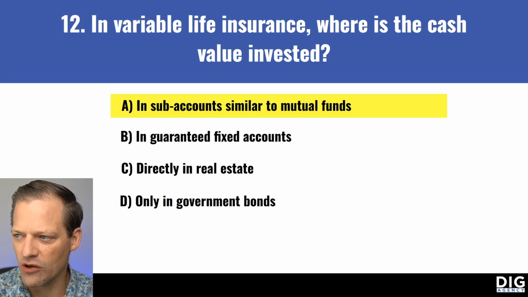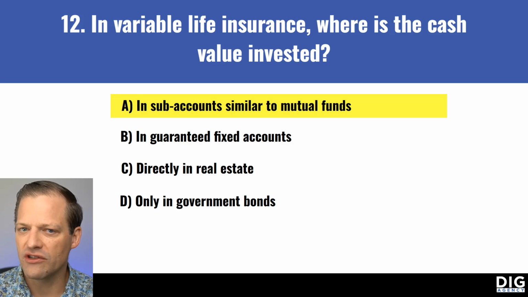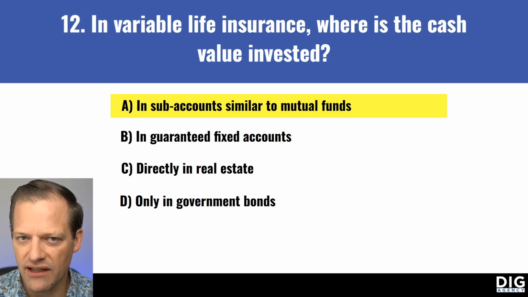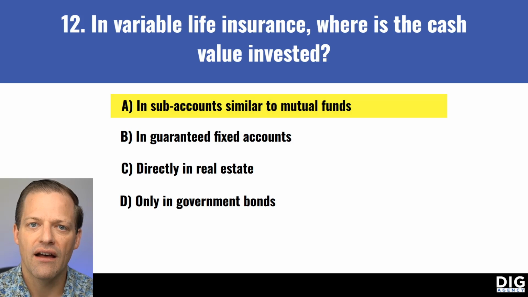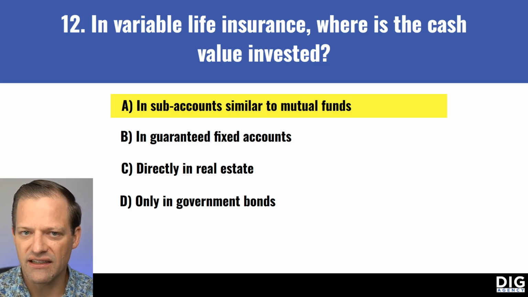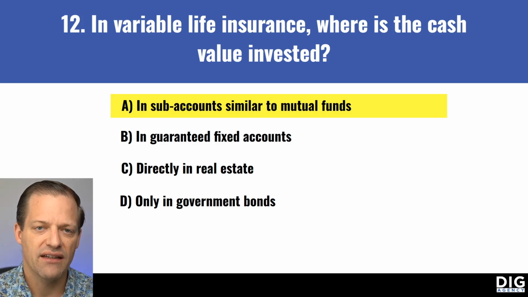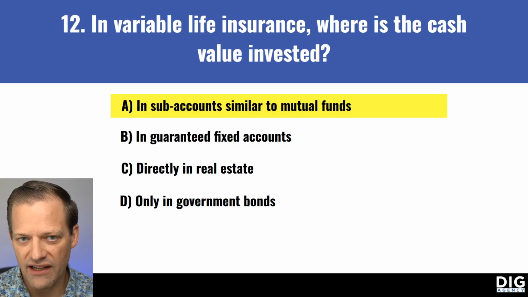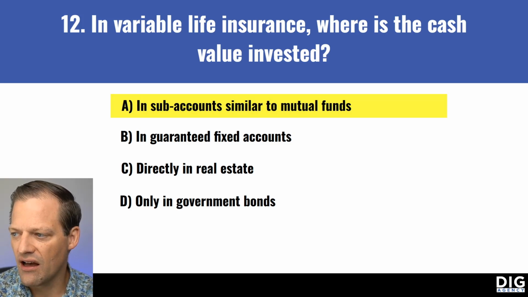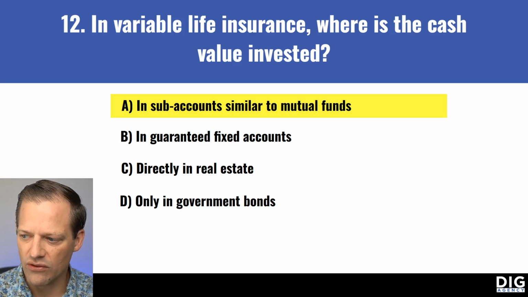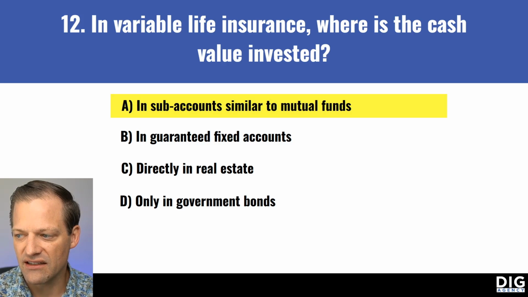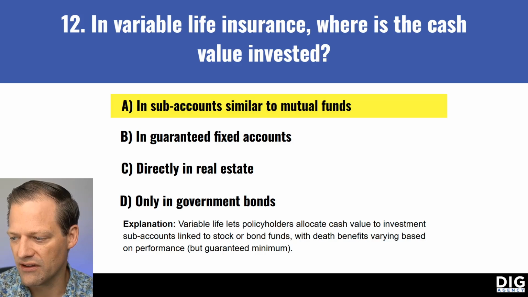So the thing to remember about variable life insurance is always look for the sub-account definition. Typically, that's what you find on the examination. And the idea is that it allows you to participate in these very much like investment grade type options. And they can be different things. It's not just stocks, it could be bonds, it could be other things. And looking at the other answers, it's not directly in real estate or directly in government bonds. And it's not guaranteed either. It's variable. There's risk associated with it.